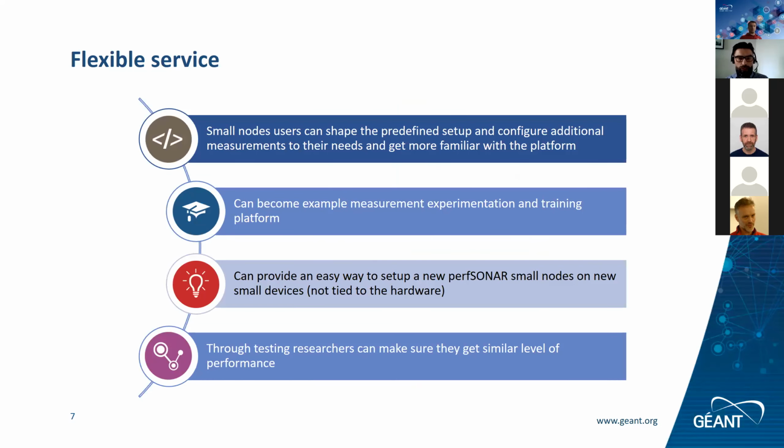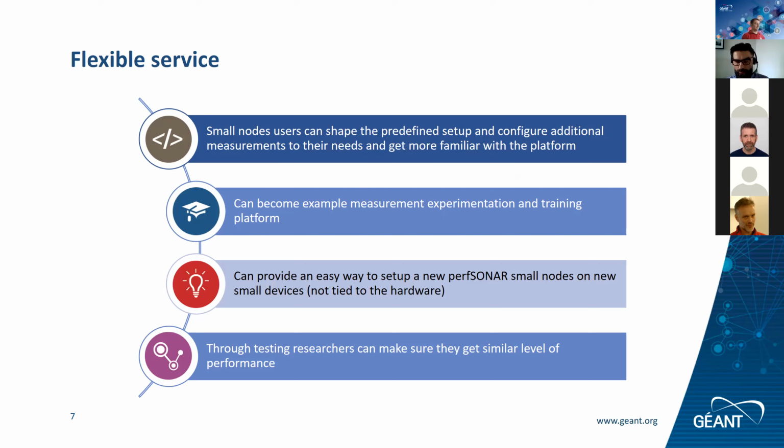A couple of things to show why we do that, how the service is flexible, and what the idea behind it was. Of course, these tests and the set of metrics can help to show the researchers that they can get a similar level of performance through different points of the GÉANT network and from the NRENs to the GÉANT core. But that's also an example of providing an easy way to set up new perfSONAR nodes on small devices.